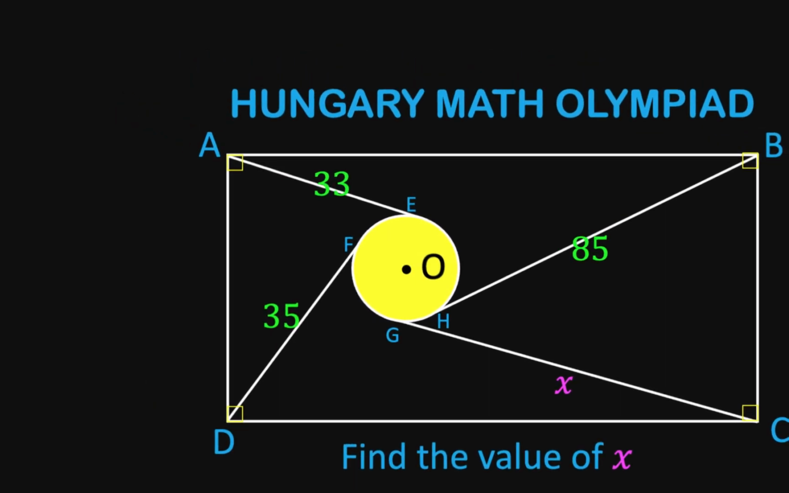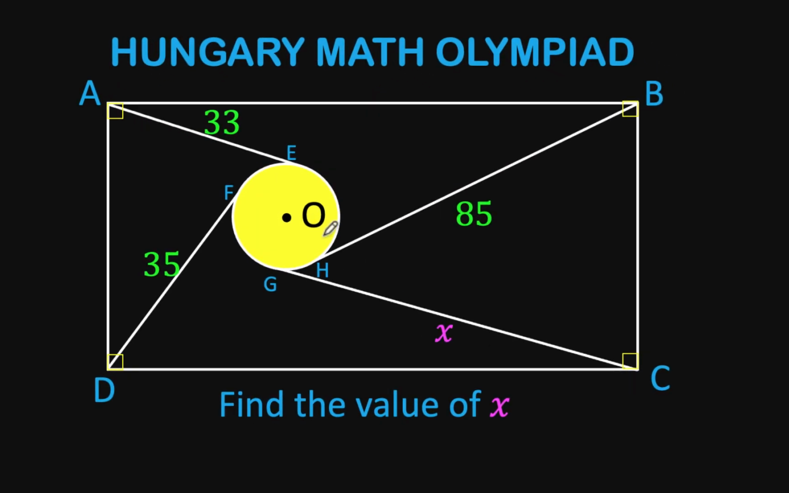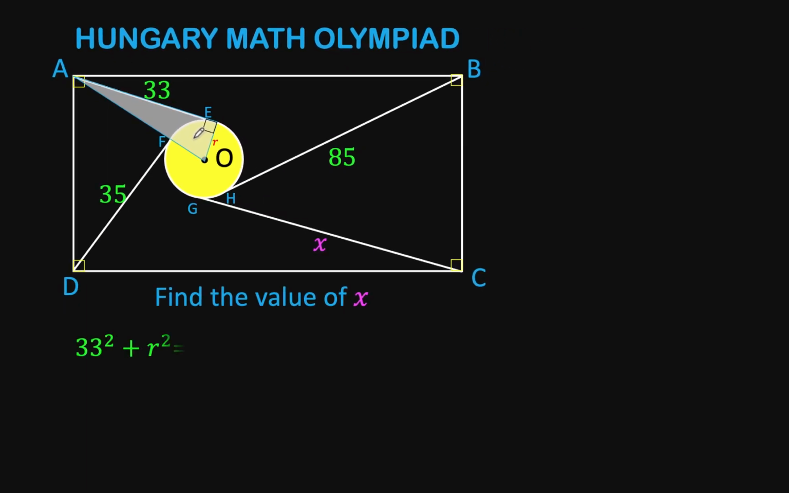Now let's solve this problem together. Let's begin by recalling that when we have a line segment that is tangent to a circle, that line segment is also perpendicular to a radius of the circle. So let's draw this right triangle. OE is a radius and that is perpendicular to the tangent line AE. Since we have here a right triangle, we can apply the Pythagorean formula.